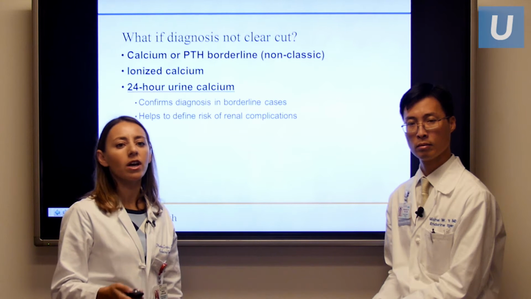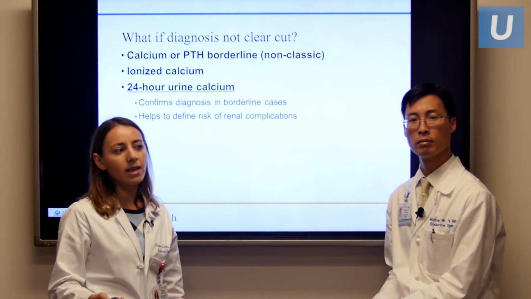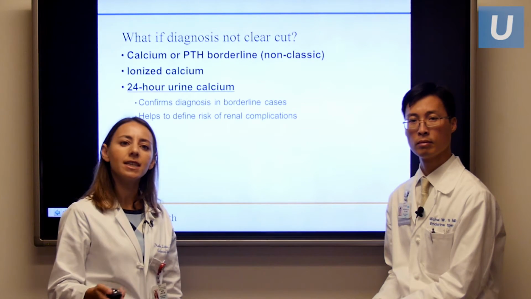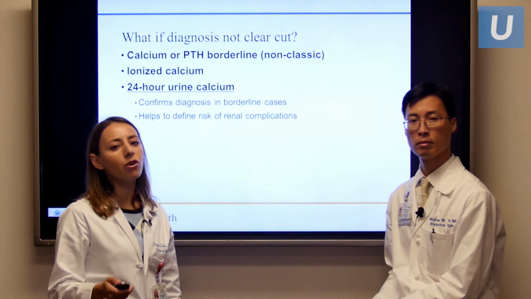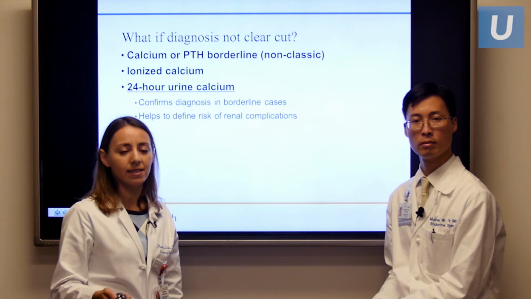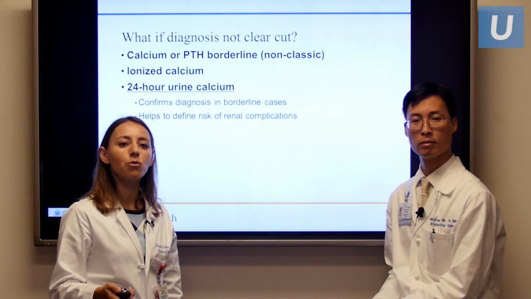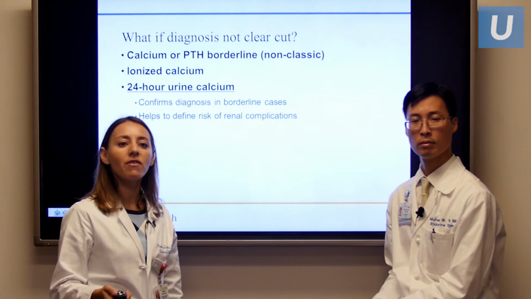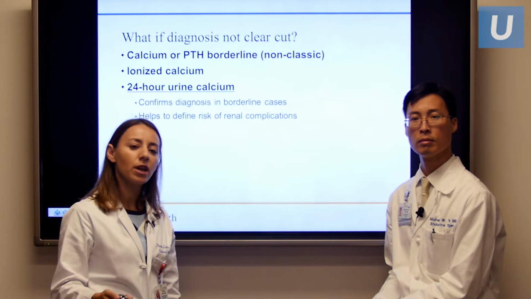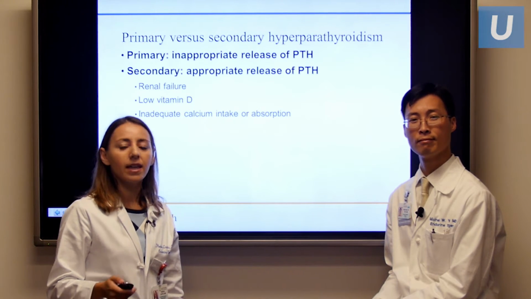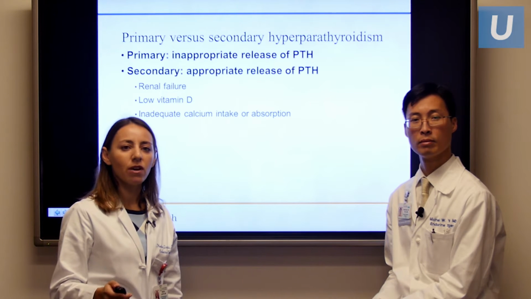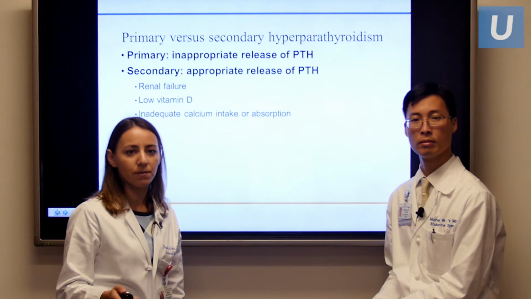We can also check a 24-hour urine calcium. Some physicians like to just routinely get this. Our practice is to get this selectively. It can help to confirm the diagnosis in borderline cases. It can also help you to define the risk of renal complications. So if you have a very high amount of calcium in your urine, you're probably at a higher risk for developing kidney stones.